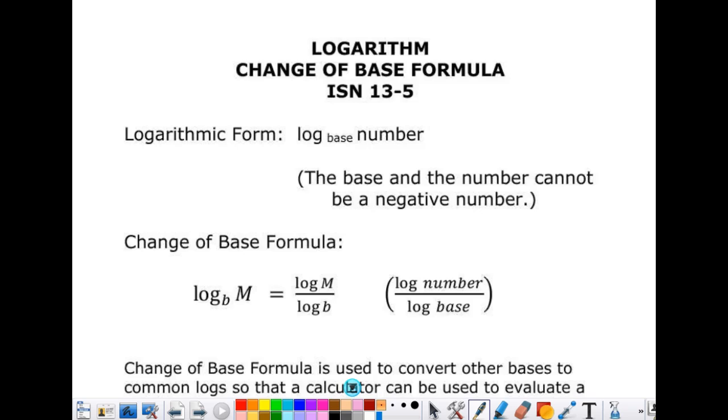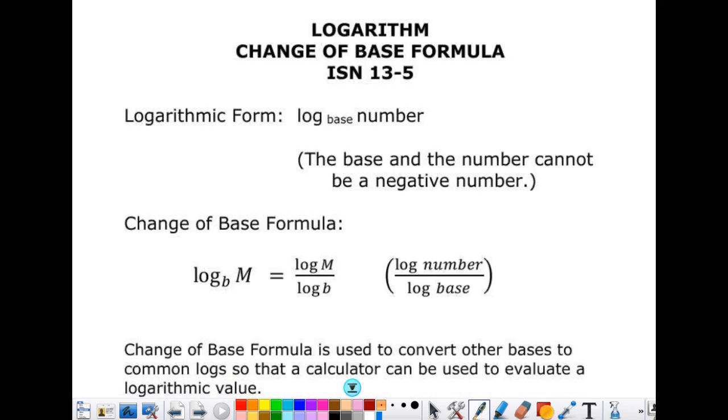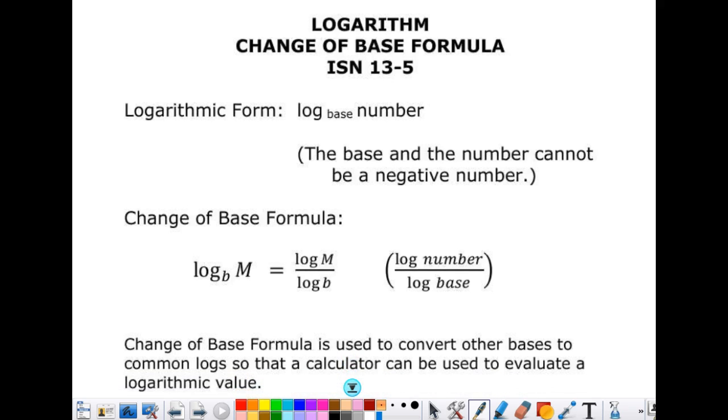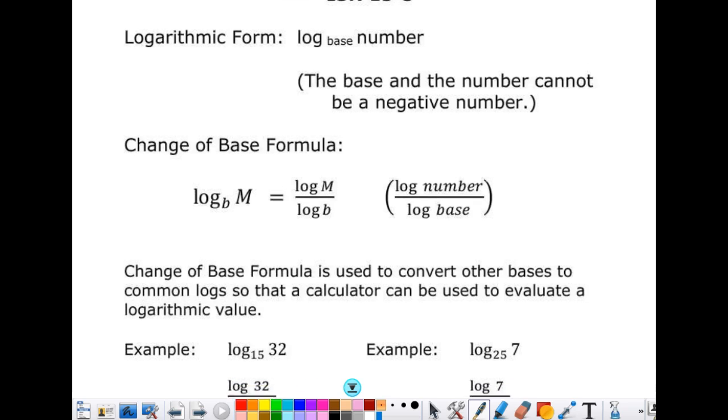Okay, so what we're doing today is called the change of base formula. So we're going back over logs. We are eventually going to have a log test. Like I was saying, we're not exactly sure what the calendar is looking like right now, but we will keep you informed. So what we're doing today is the change of base formula.